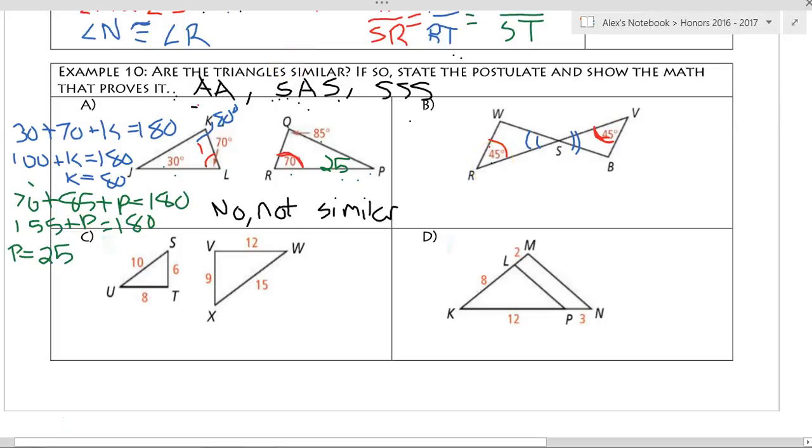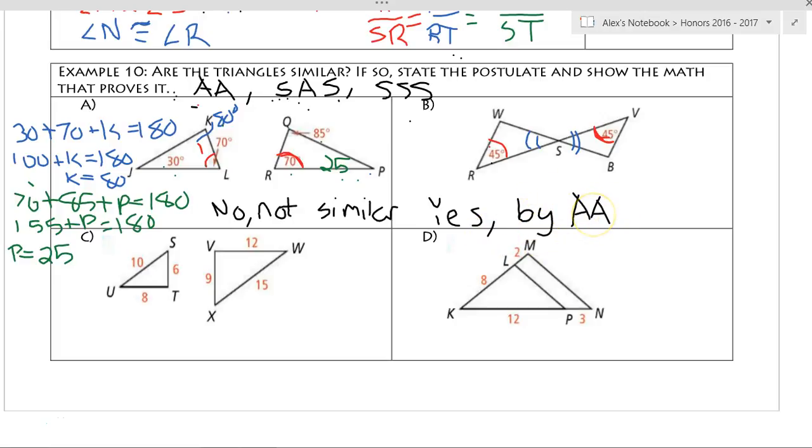Okay? So since that's true, now I have two sets of angles. I have the red set and the blue set. So, yes, these triangles are similar. And I'm going to say by angle, angle. And you do not have to write the whole thing out. If you say these triangles are similar by AA, I completely understand what you are talking about. So these are similar by angle, angle.